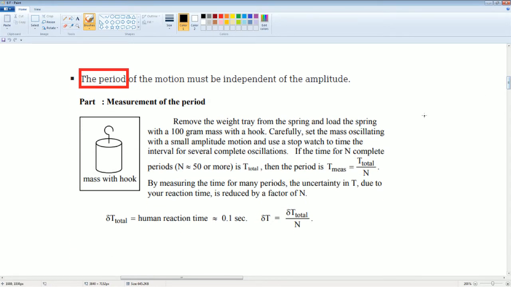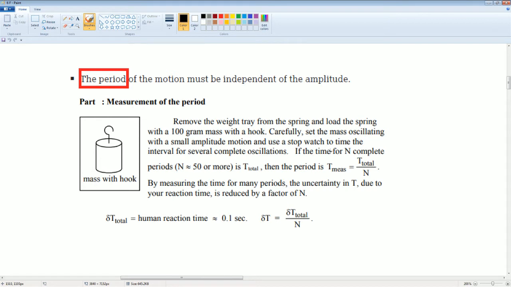This is how you can get the period. Remember, the period is a measurement of time. That's why it says here you're going to be using a stopwatch to measure the interval for its complete oscillation. The definition of a period is the amount of time it actually takes to complete a cycle.